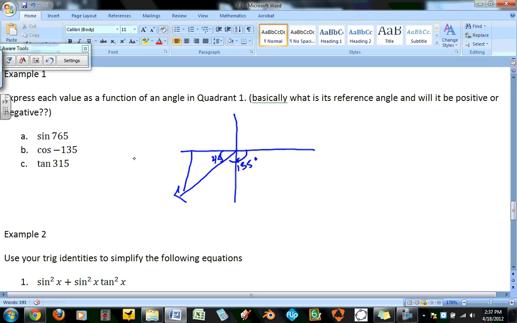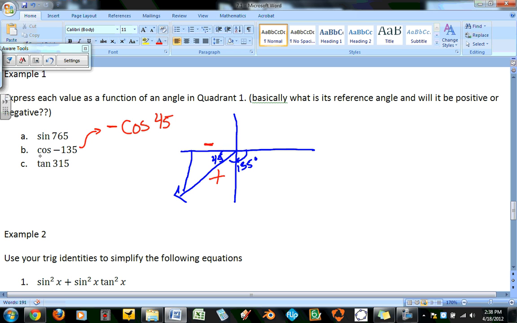Now it's asking us to express this thing as something from an angle of quadrant 1, which is why we're using a reference angle, by the way. All reference angles are in quadrant 1. So the reference angle is 45, so it's going to be the cosine of 45. And is the cosine value going to be positive or negative? Well, cosine is adjacent, which is a negative value here, over hypotenuse, which is always positive. So a negative divided by a positive is negative. So what we write in our answer is, this function is then negative cosine 45.